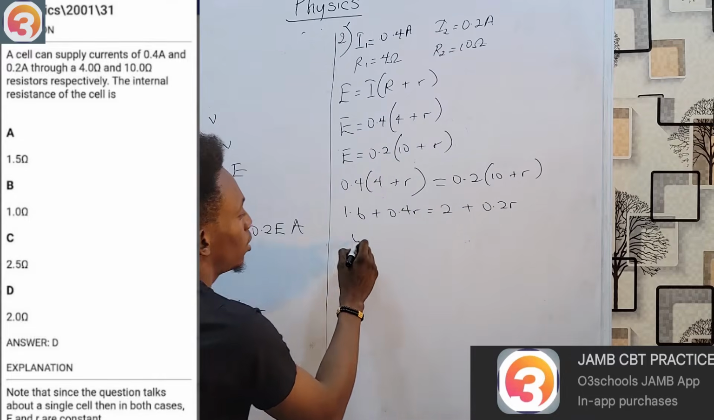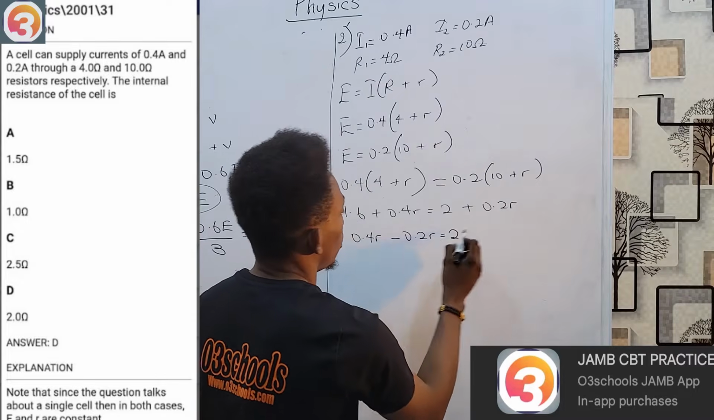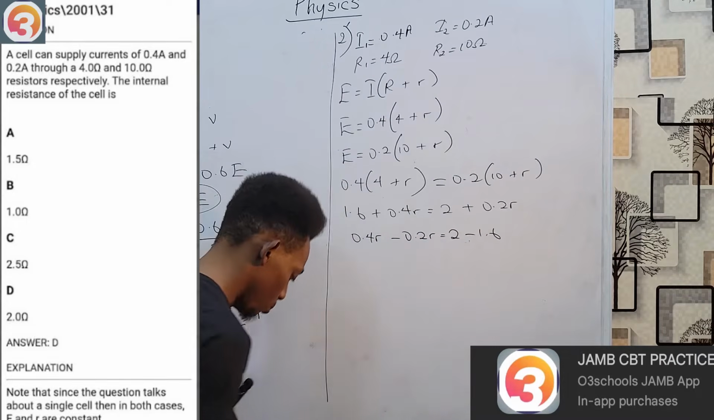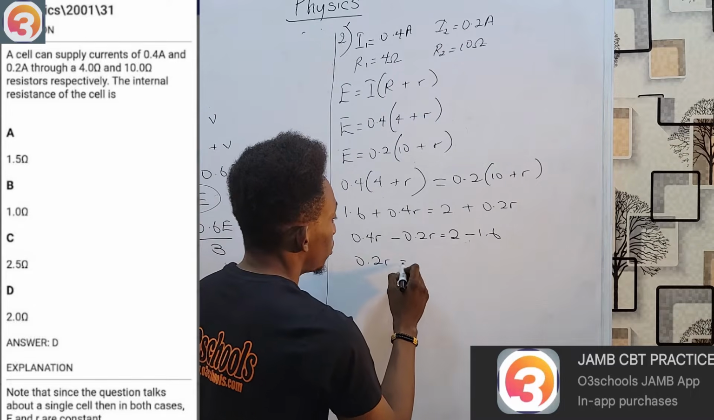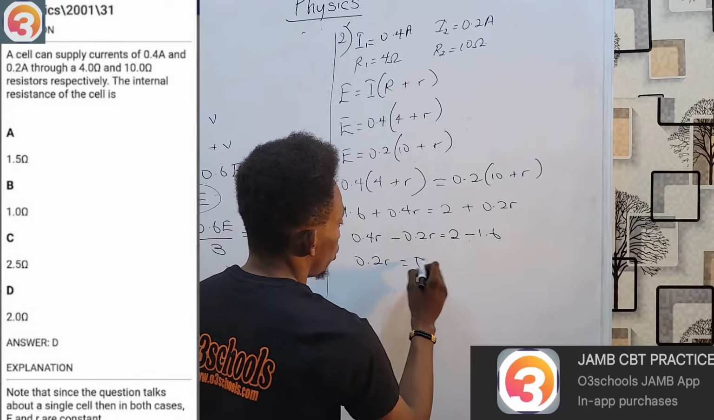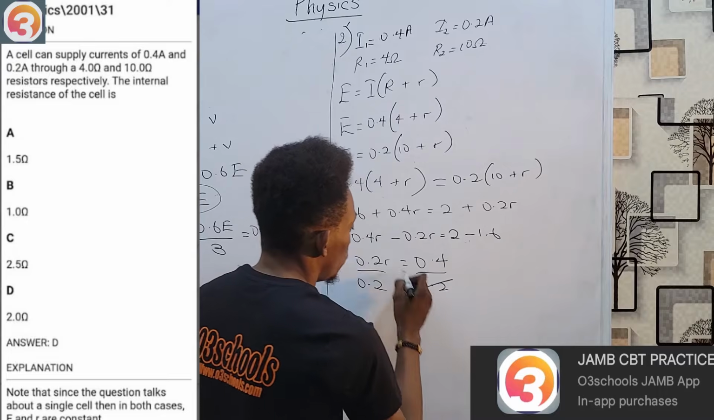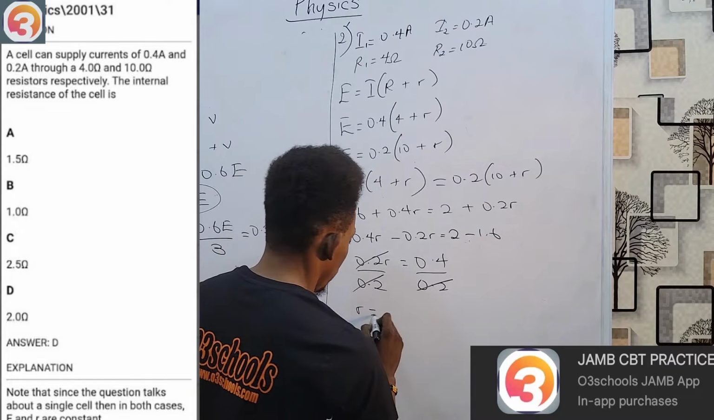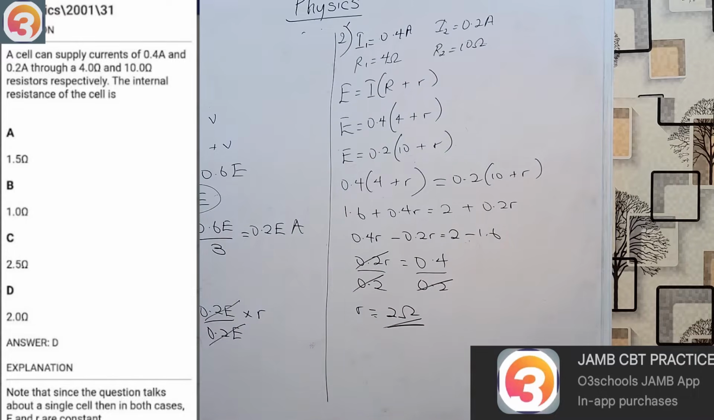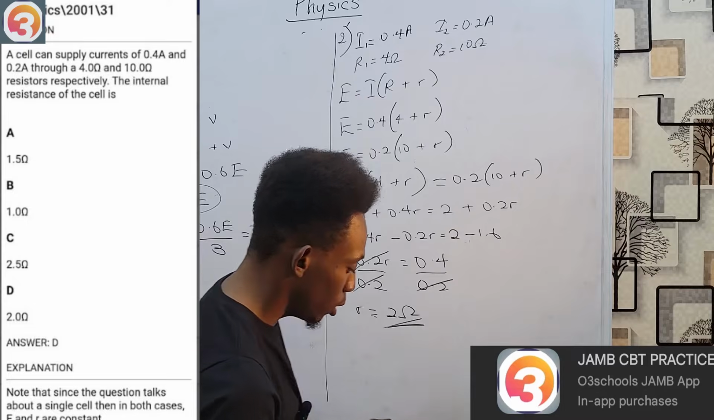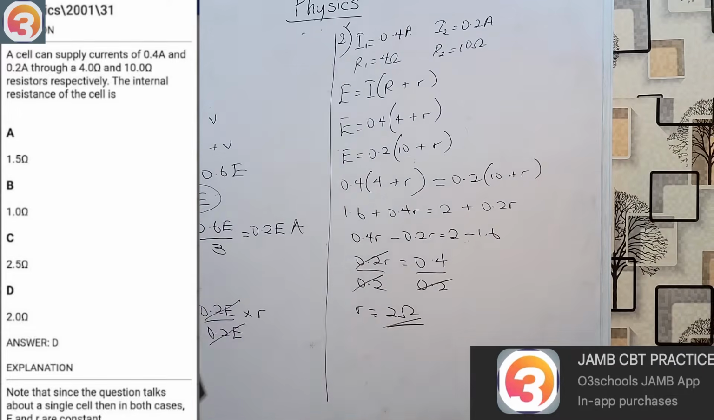Collect like terms. 0.4 R minus 0.2 R equals 2 minus 1.6. Then 0.4 minus 0.2 gives you 0.2 R. 2 minus 1.6 gives you 0.4. So 0.4 over 0.2 gives R equals 2 ohms. And if you check your JAMB app, that is option D. Very, very simple. And then we move on.